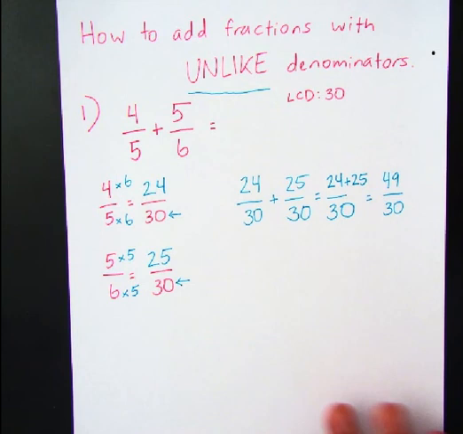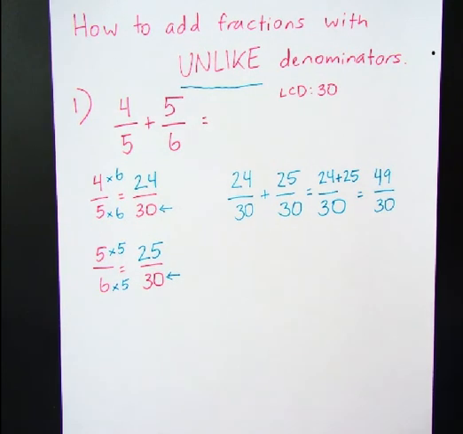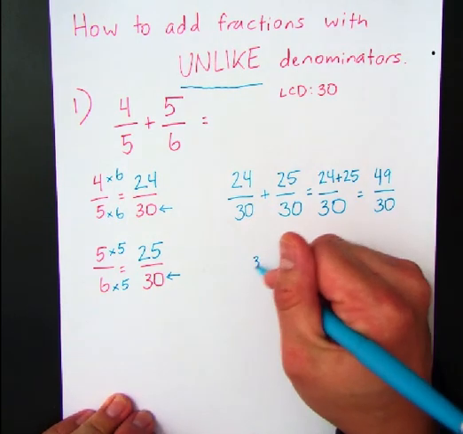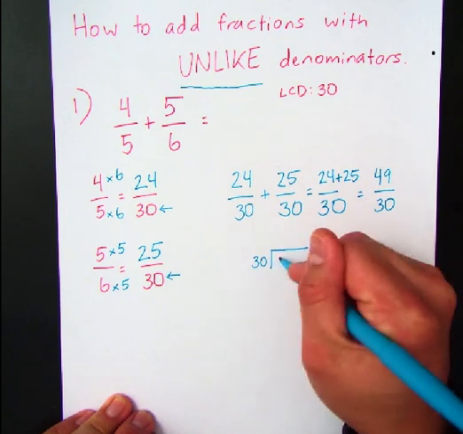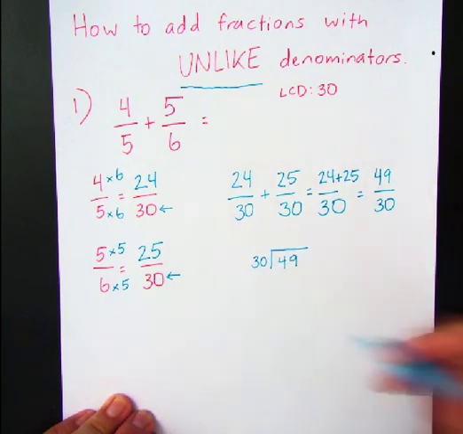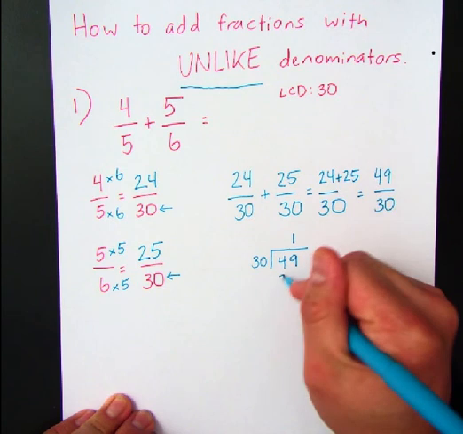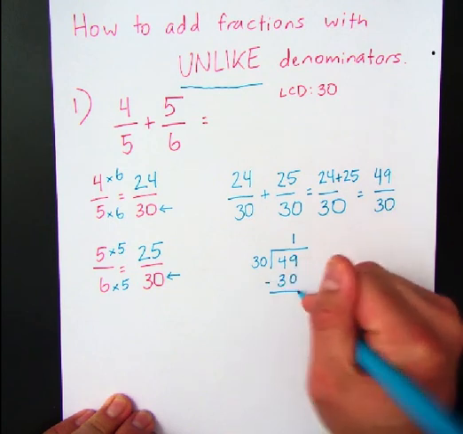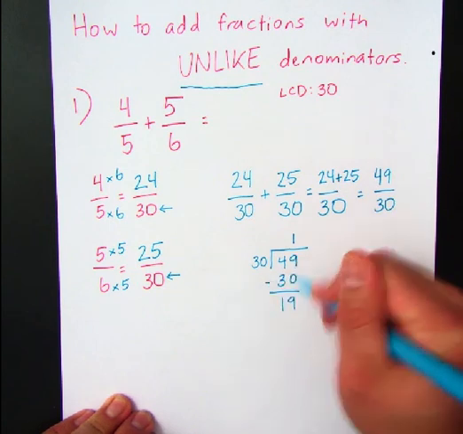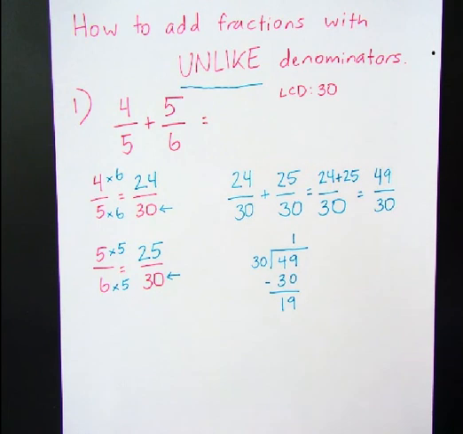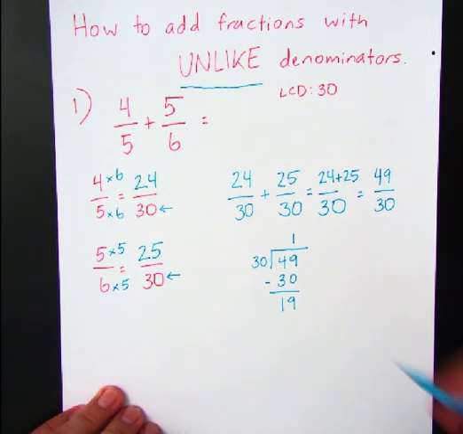Good. Now, one of the things is you cannot leave a fraction as improper. You need to make sure that you change it to a mixed number before you box your answer. So we need to establish how many times 30 goes into 49. 30 goes into 49 once. I multiply and subtract. Then I get 19 left over. 30 cannot go into 19, and so I will go ahead and stop there.